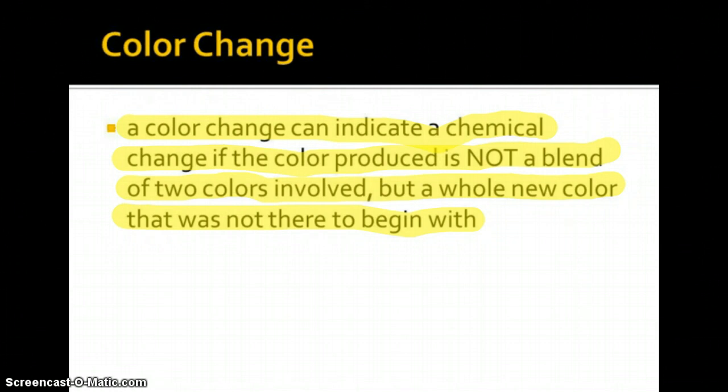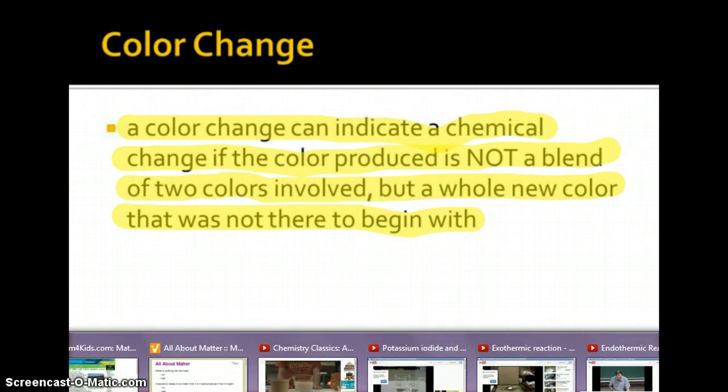Alright, I'm going to go ahead and show the example. Please feel free to hit pause if you need to keep writing. And your last example for color change.